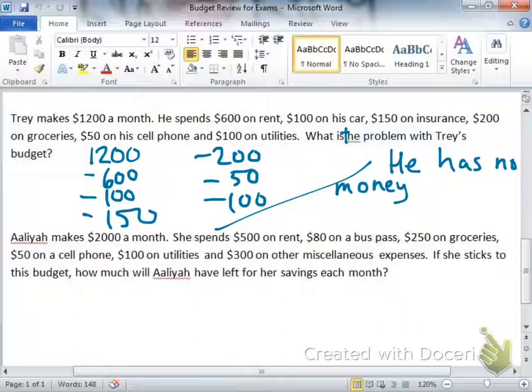You do not want a budget where you end up at zero. Because what if you get a flat tire, you have no money to fix your tire? Or what if your rent's late and you owe an extra $15 and you don't have $15 extra because your budget is so tight? So you don't want a budget that has $0 or negative, that's even worse, at the end of the month. So the problem with his budget is he has no money left for additional expenses, is how I worded it.